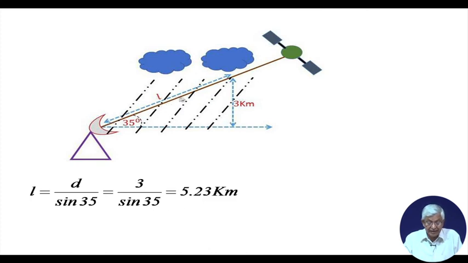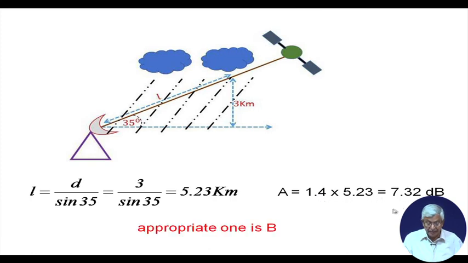So, this distance L is 5.23 kilometer, and the specific attenuation is already given, which is 1.4 dB per kilometer. Multiply these two, you will get 7.32 dB. So, the nearest option is B.